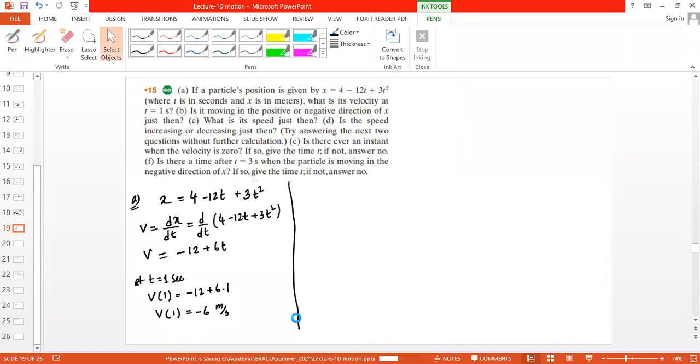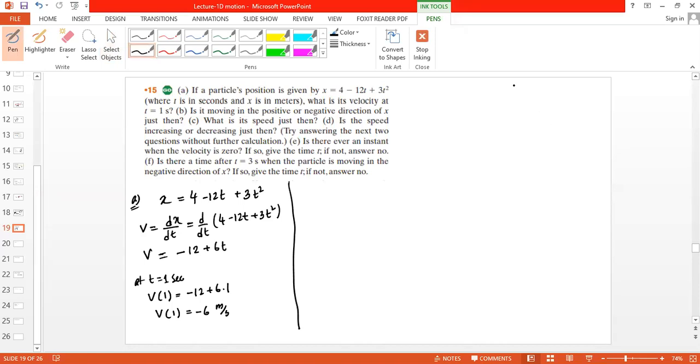And in part B, is it moving in positive x direction or negative x direction? Whether the object is moving in positive x direction or negative x direction just then. Just then means just at t equal to 1 second. At t equal to 1 second, is the particle moving in positive x direction or negative x direction? How to find it out? Can you tell me?